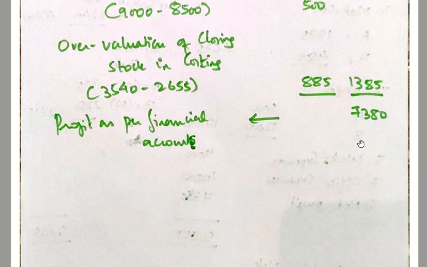So the profit as per financial account is 7,380. So this is how you're supposed to do your reconciliation of cost and financial account. When you start with profit as per cost account, you're supposed to end with the profit as per financial account, which is 7,380. Thank you everyone.